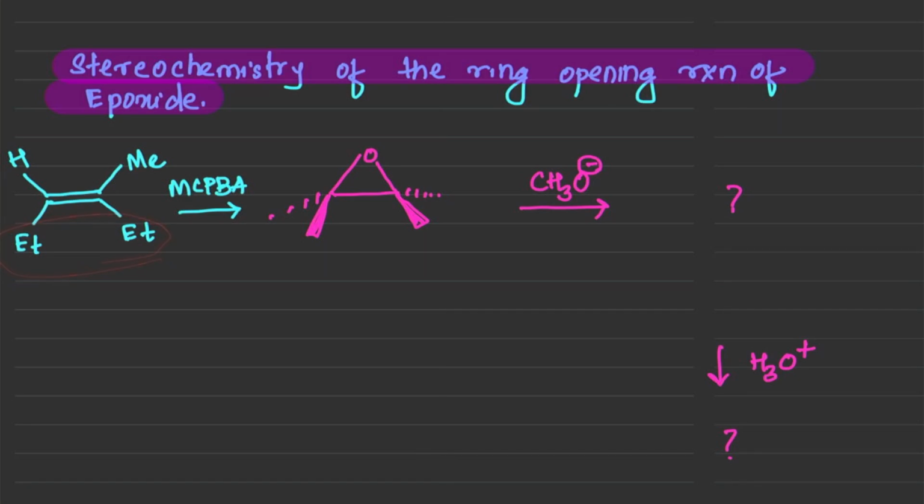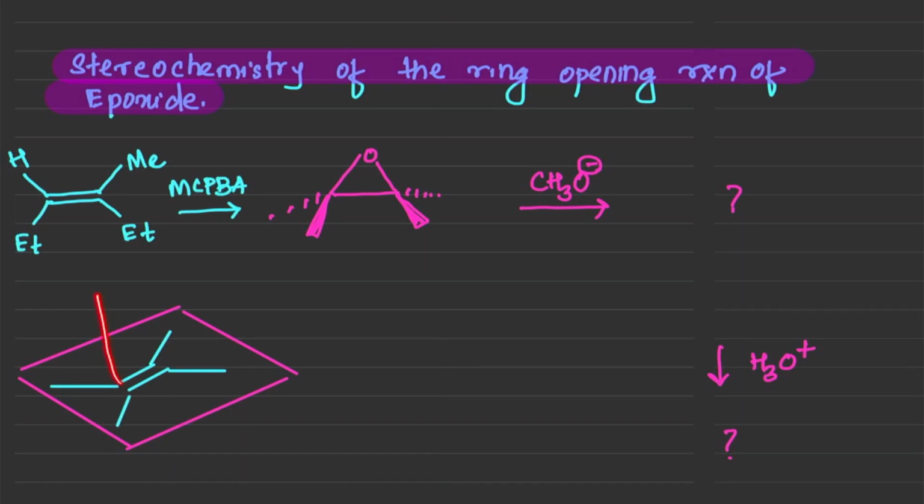So if you remember, this one here is a double bond, right? So both of these are sp2 hybridized carbon atoms. Double bonds are planar in structure. So if something is planar, it's going to look something like this. Now the epoxide can be formed on top of this planar structure or on the bottom of this plane.